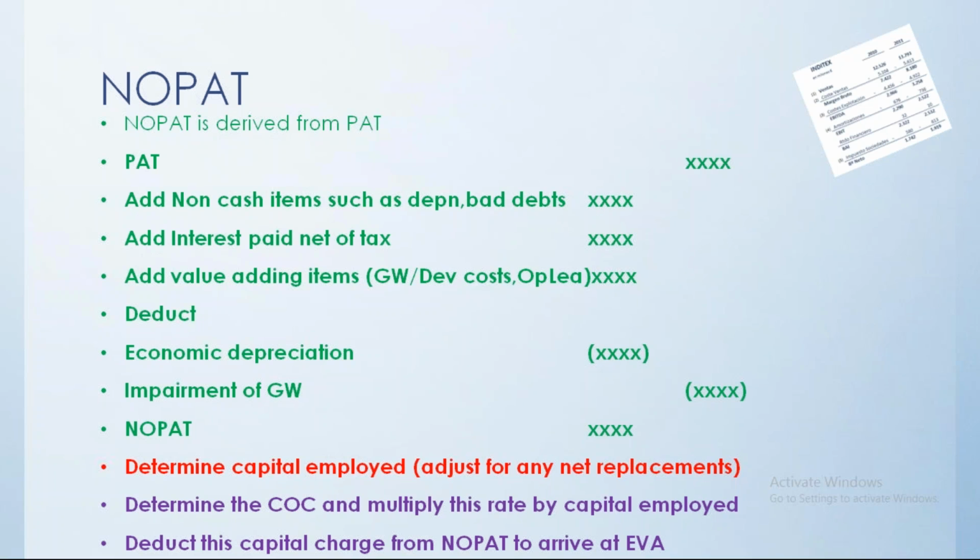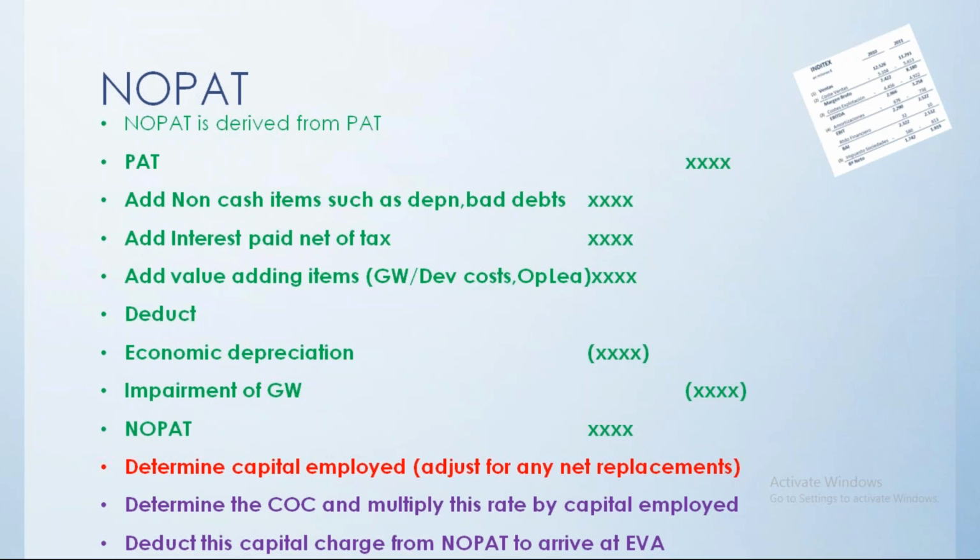So when we are taking profit after tax, we must add the interest but net of tax. So that is interest times 1 minus T, where T is the tax rate. Then add value adding items, goodwill, development cost, all that we have charged to the P&L, we will add it up. Deduct economic depreciation, not the book depreciation.